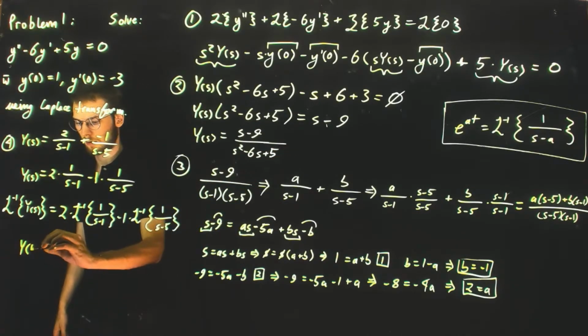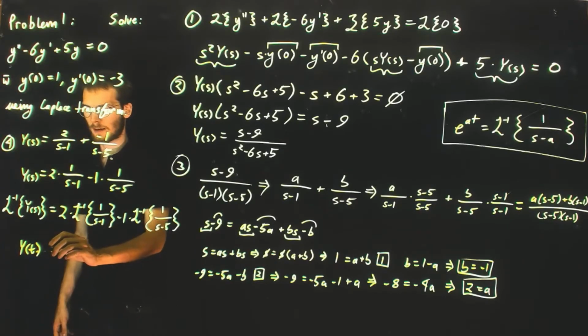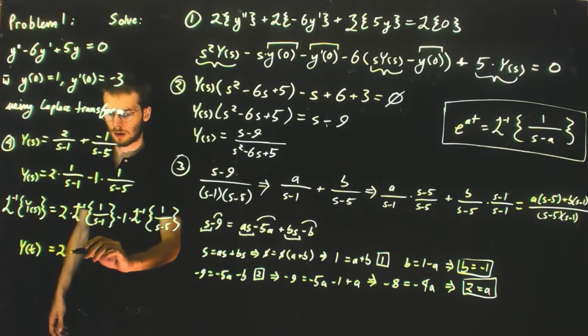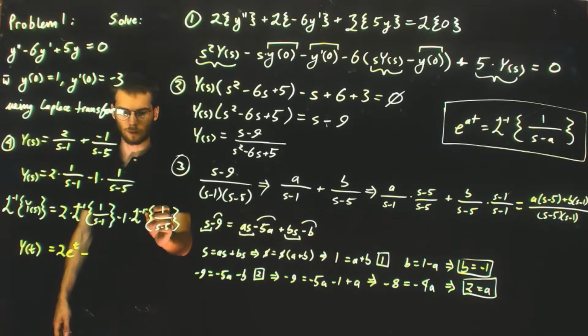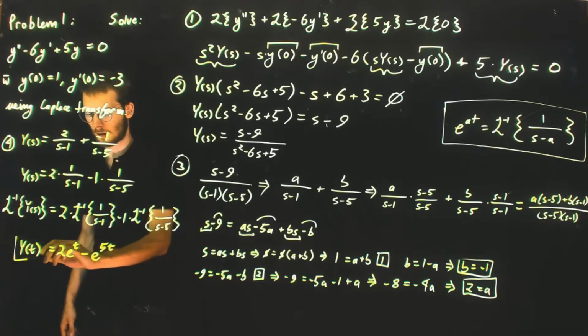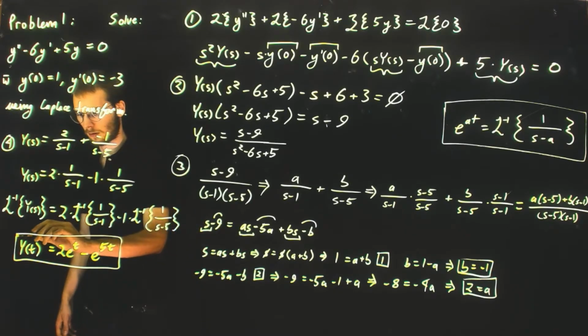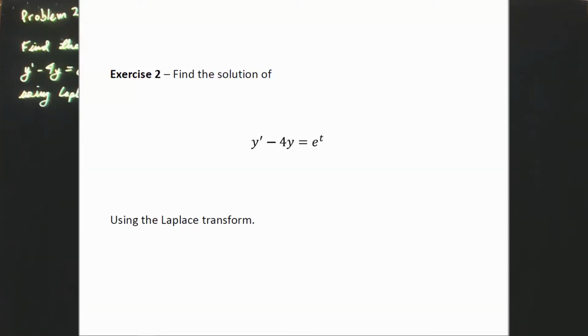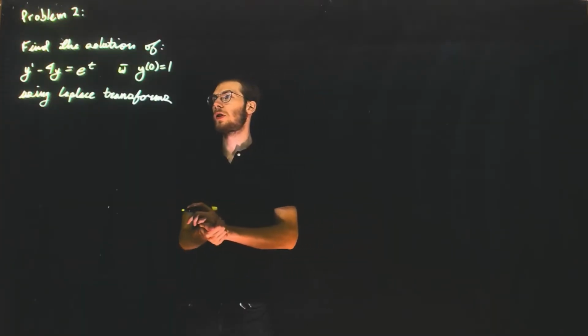Our equation is now back in the time domain, denoted by y of t. And so we'll have 2 times e to the t minus 1 times e to the 5t. And that's all.